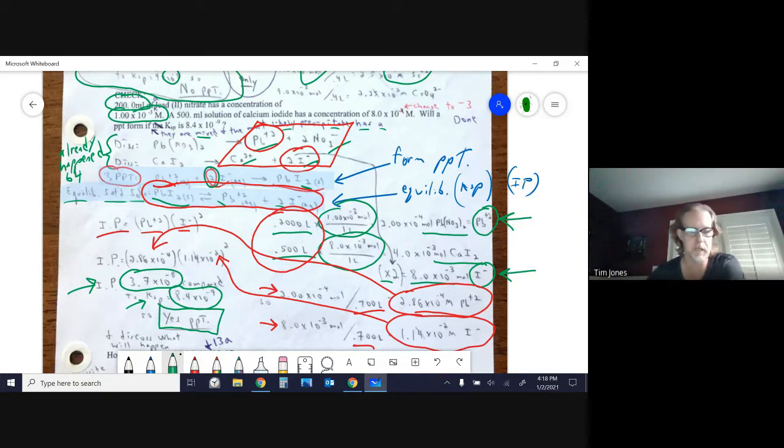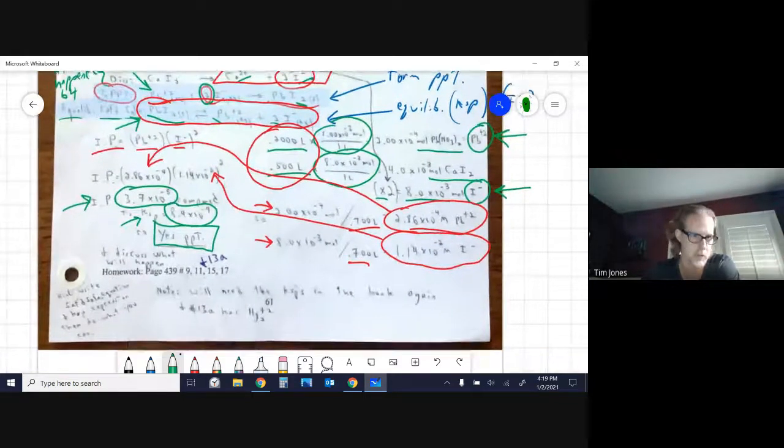As it's precipitating, that's not equilibrium yet. That's focusing on the reverse reaction that I have written here, or the forward reaction that I have written here. You can look at it either way. It's only once the ion product equals the KSP that you're at equilibrium.